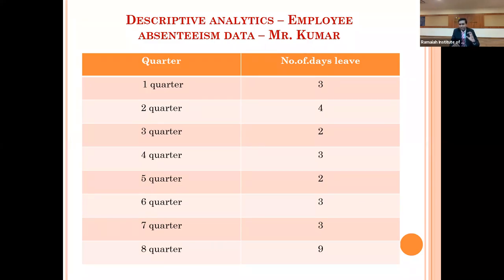This is called descriptive analytics. What is descriptive analytics all about? Descriptive analytics is all about what has happened in the past. We have to see the past. As long as it is good, there is absolutely no problem; we have to retain it. If something is fishy or not up to the level, we have to intervene immediately, discuss, plan, change our strategies, and take a call. That's called descriptive analytics.